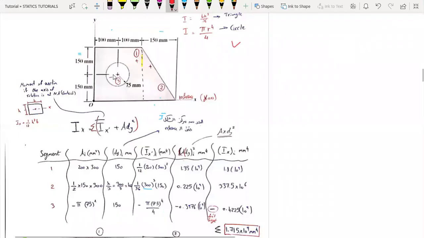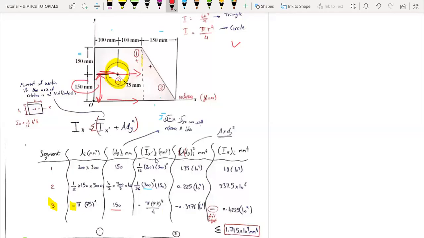Okay. Now regarding our third segment, which is the hole. The area of it is pi r squared, but a negative value. dy will be the distance from here to here, because here is our x-axis regarding this segment, and there is the axis where we want to find the moment of inertia. So 150, the distance.